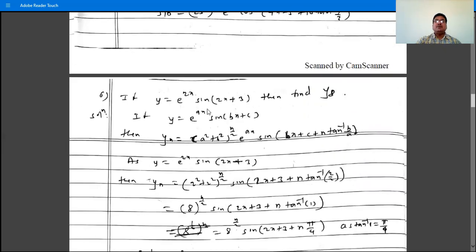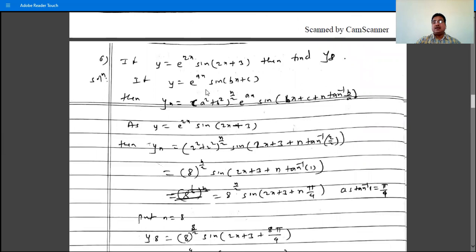The next problem, y is e raised to 2x sin 2x plus 3. Then find y8. So use the rule: y is e raised to ax sin bx plus c, then yn is what? A square plus b square raised to n by 2 e raised to ax sin bx plus c plus n tan inverse b by a. So this is the formula.